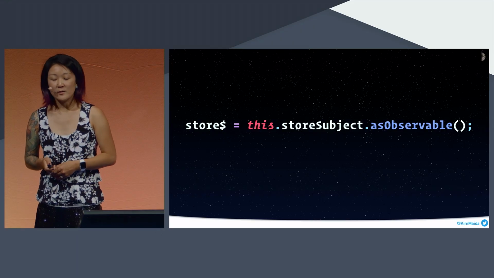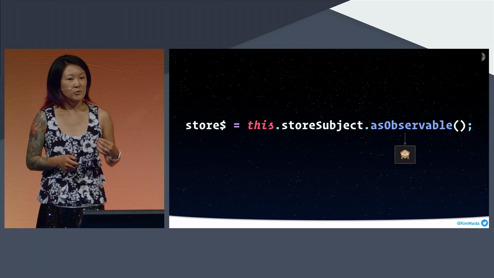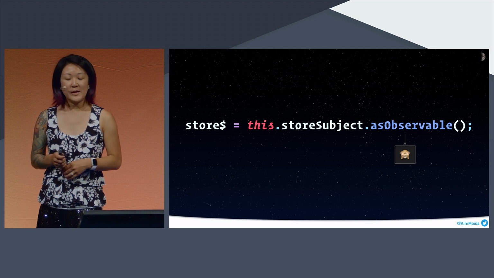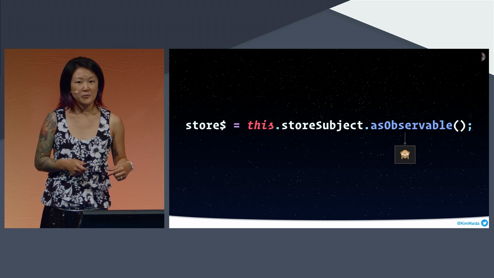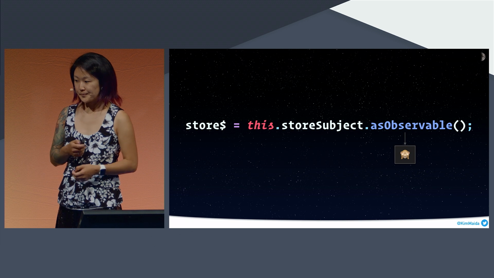So after you have your private store subject, it's private, you can't really do anything to it in the application otherwise, we're going to create a public store observable, and this is going to hide the identity of the source sequence so that we can't just call store$.next from anywhere and everywhere.